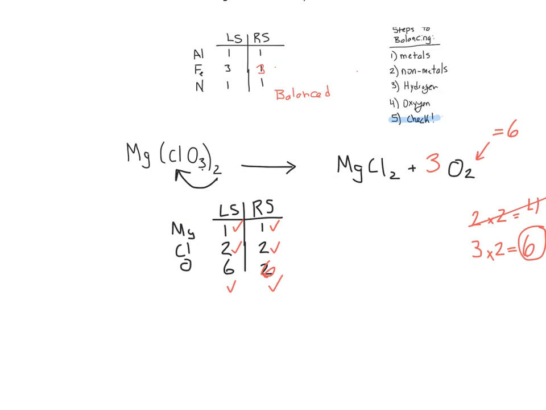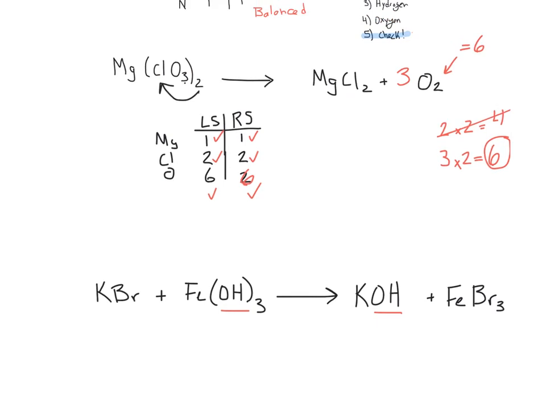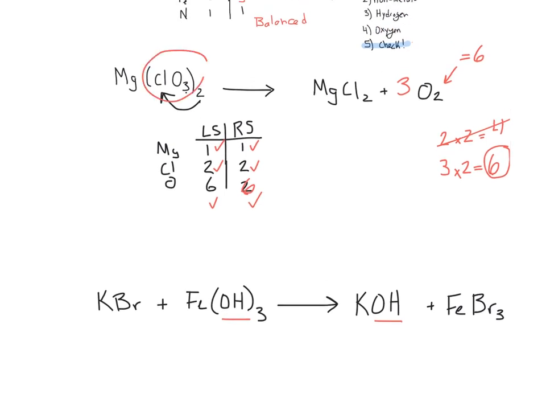How'd that go for you, for anyone who did it on your own? I hope you're starting to understand. I have one last thing to teach you. So, I've written our final example down here. Now, I've chosen this example because we have some polyatomic ions. Notice we had a polyatomic ion up here as well.